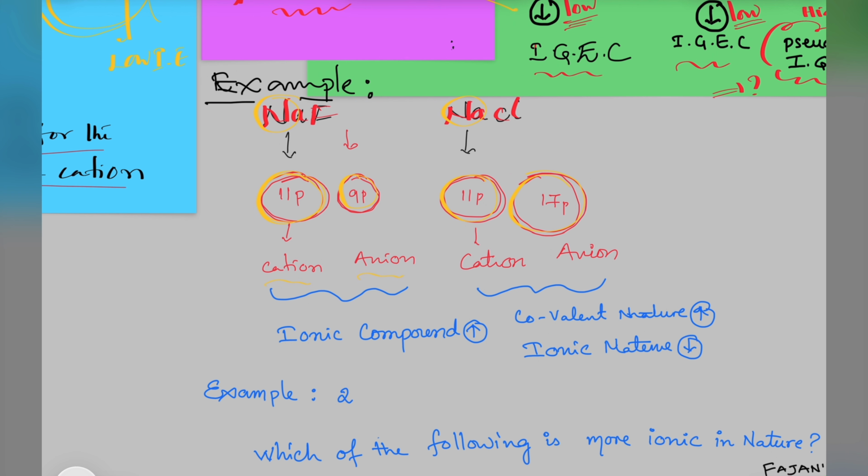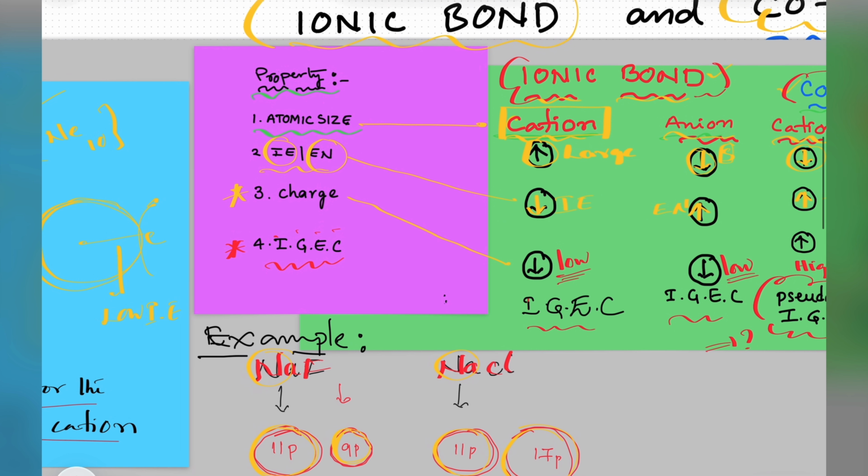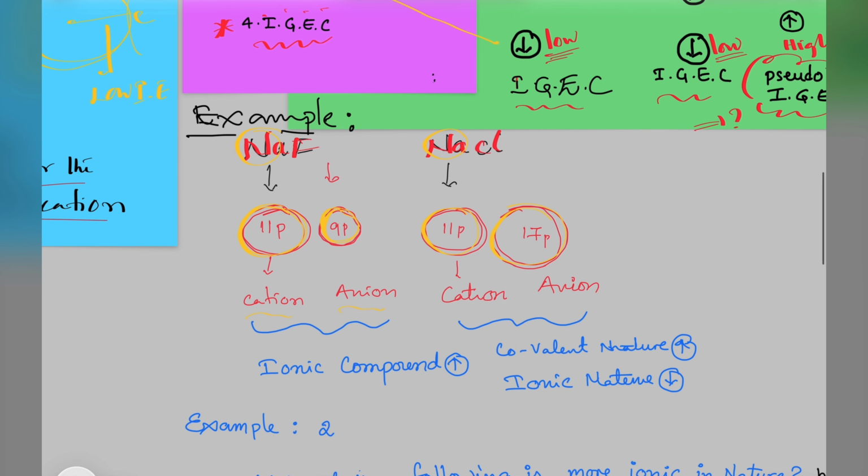Here the cation size is large, and the anion size is smaller. Now you can see, according to Fajans rule, for the atomic size to be favorable, the cation should be larger and the anion should be smaller. Yes, in sodium fluoride, that is possible. The cation size is large, the anion size is smaller.